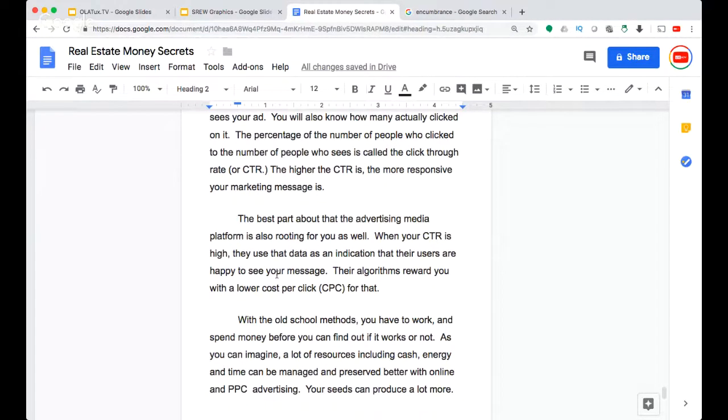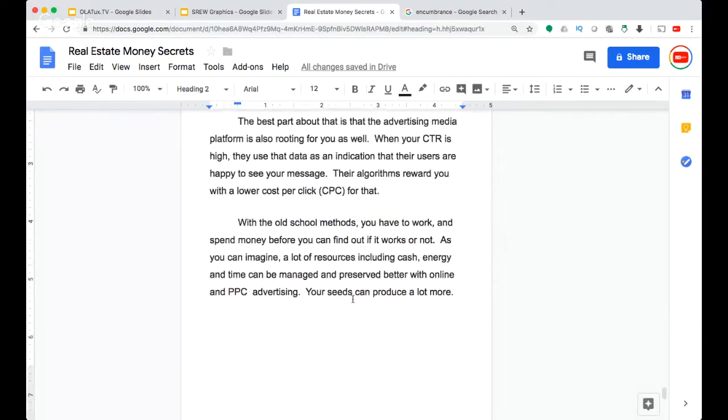The best part about that is that the advertising media platform is also rooting for you as well. When your CTR is high, they use that data as an indication that your users are happy to see a message. The algorithms reward you with a lower cost per click, CPC, for that.